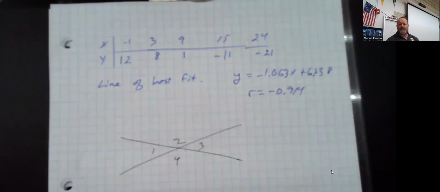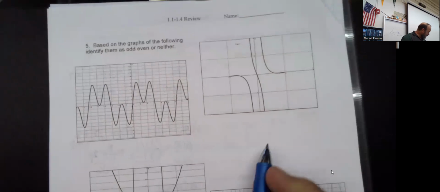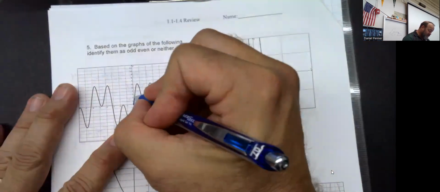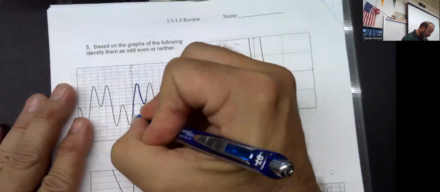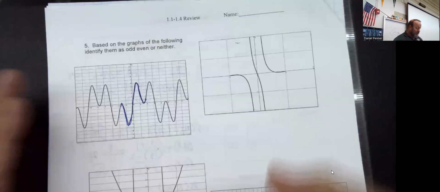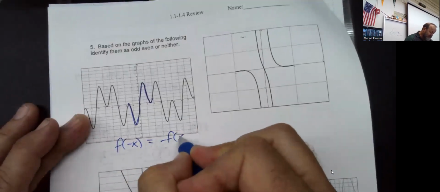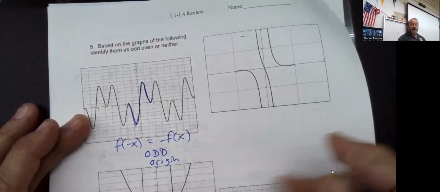Okay. Next page is a super easy page. It's just visually thinking about the kind of symmetry that we have. Hopefully you can tell that this graph right here has origin symmetry, that this portion of the graph spun around the origin gives you this portion of the graph right here. In other words, f of negative x is the opposite of f of x. This is an odd function and it has origin symmetry.